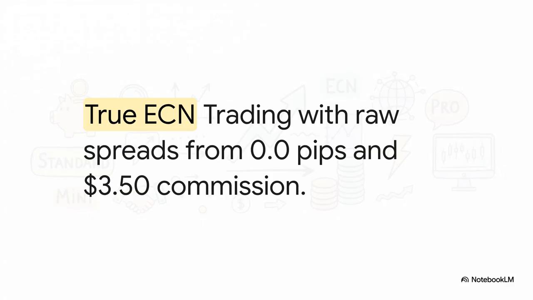On the total other end of the spectrum, for those of you requiring serious institutional setups, IC Markets connects you directly to interbank liquidity with lightning-fast 40-millisecond execution times. You get raw spreads from 0.0 pips alongside a $3.50 commission. If you are trading really high volumes, this is the exact mathematical structure you want working in your favor.